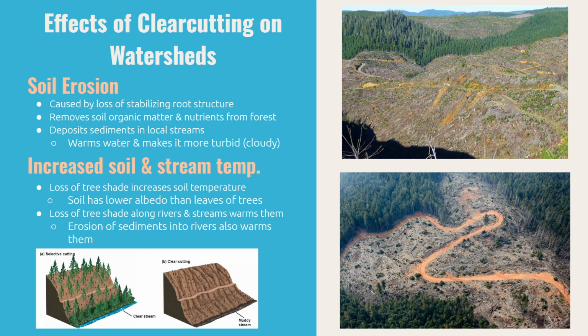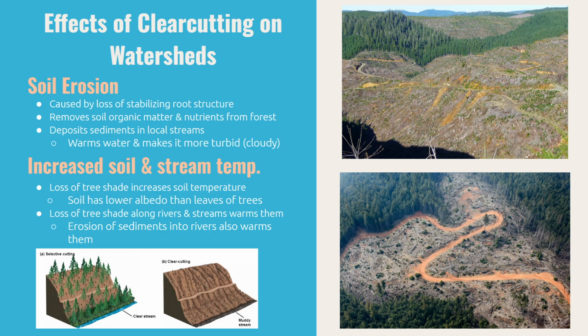Clear cutting also affects watersheds. The first one is soil erosion. When trees and shrubs are clear cut off a piece of land, the roots that hold the soil in place are weakened or destroyed, allowing the stabilizing effect of those roots to be removed from the landscape. This leads to the loss of soil organic matter and nutrients found in the topsoil, which is easily blown away by the wind or washed away by the rain without the roots to hold it in place. We can see this in the picture here where the wind and rain are carving these channels into the side of the slope and washing away the topsoil.